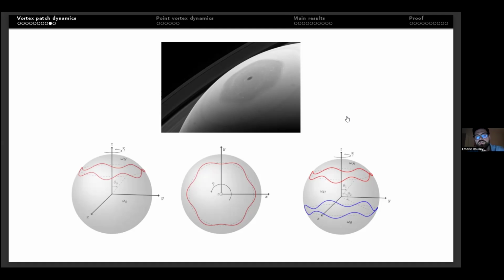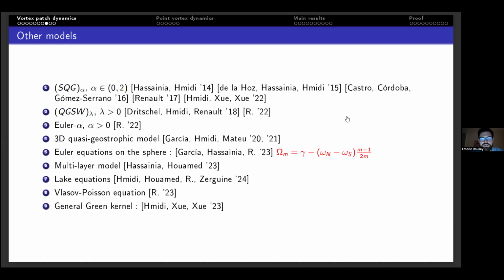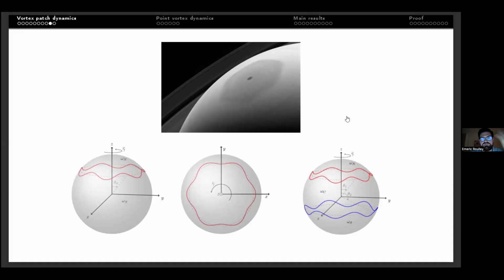The motivation for this work, and actually also the motivation for all the previous work, comes from the observation in the world that some ordered structures appear in fluids. Like for instance, here at the North Pole of Saturn, you have a hexagon like this, which appears.